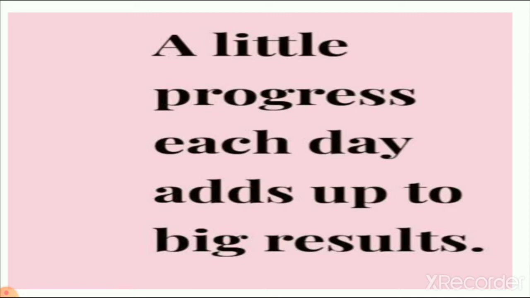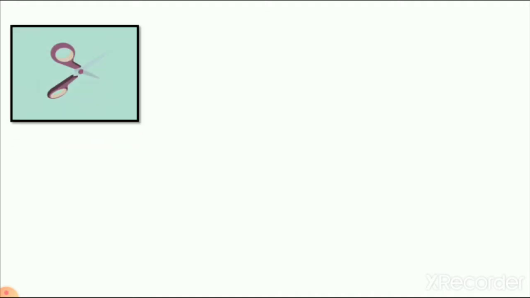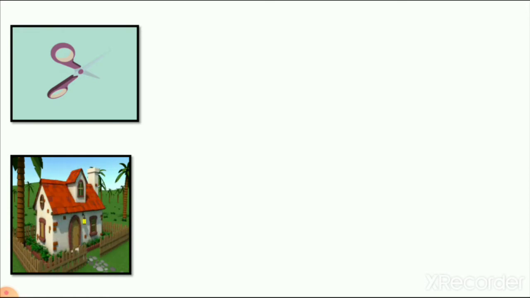Our new lesson we start today. So lesson number 10. Now tell me what you see on your screen. First you can see scissors. Now you think in your mind, why should I put scissors here, right? So today we learn what safety rules are. We learn which things are safe for us and which things are not safe for us. Then you can see here the second picture, a house, right?